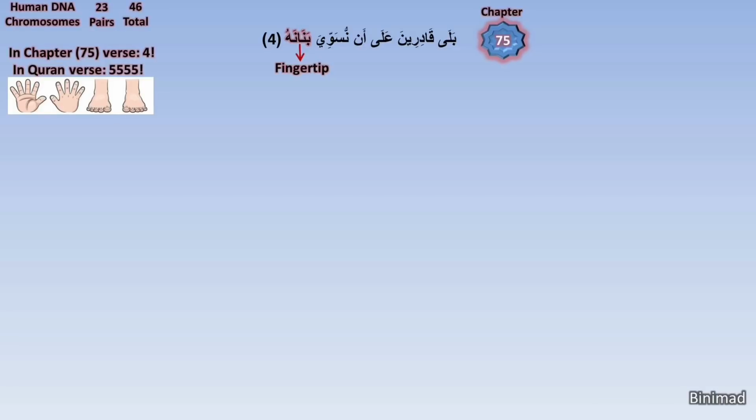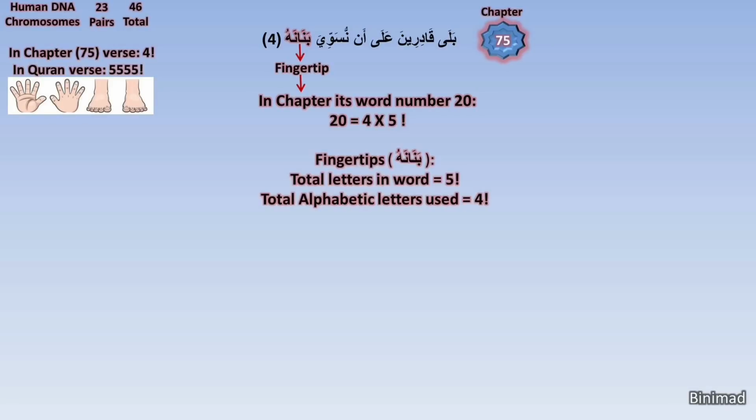So we go deeper and find that the word fingertip is word number 20 in the chapter, and you know that 20 equals 5, the number of fingers on each limb, times 4, the number of limbs. This is stunning. The number of fingers on each limb multiplied by the limbs gives exactly the order of the word fingertips in the chapter. This miraculous harmony is stunning. In fact, the word fingertips itself in this verse is exactly 5 letters, and total alphabetic letters used are 4. It's truly endless. Now remember that I told you to keep in mind that 5 was in the center of all those earlier findings from a 5-letter word made up of 4 letters from the alphabet.